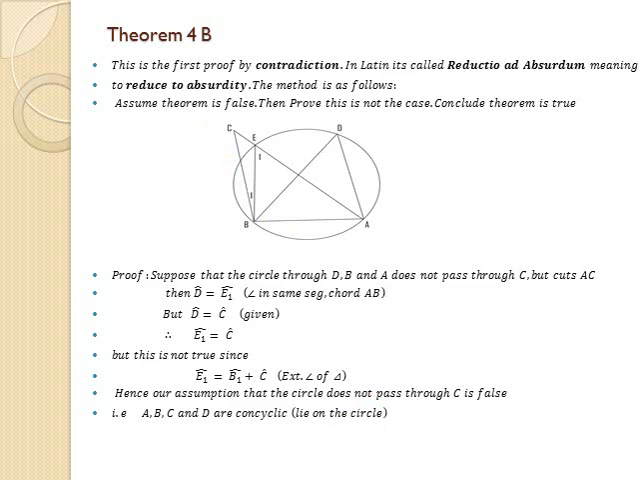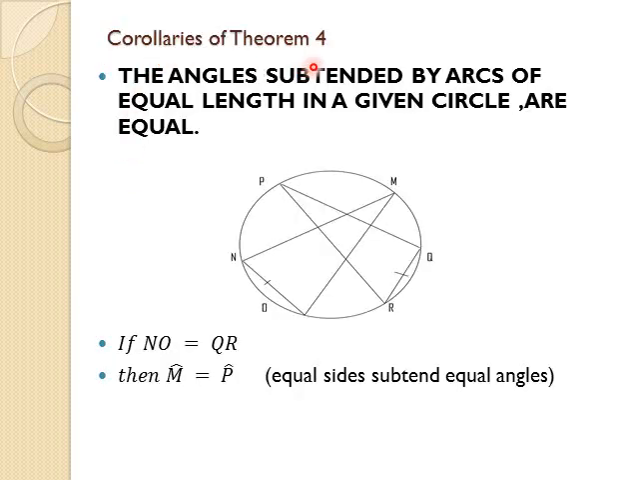We still have some corollaries. We're going to look at things that are proven due to the theorems. So, corollaries of Theorem 4. Angles subtended by arcs of equal length in a given circle are equal. You see there that NO and QR are the same length. So if they're the same length, then this angle formed at P, which goes back to QR, and that angle at M, which goes back to NO, must be equal. So if NO equals QR, then angle M equals P, and we say equal sides subtend equal angles, or other people just say equal sides, equal angles.